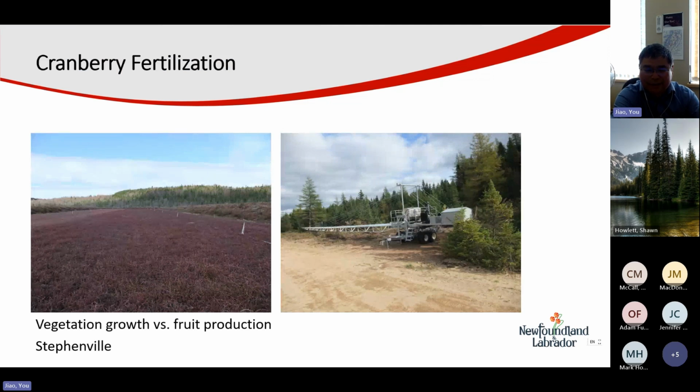Cranberry fertilization is another example. With a nutrient management plan, we have to consider vegetative growth versus generative growth for fruit production. If we put on too much nitrogen, the cranberry growth looks very good and vigorous, but it's vegetative growth, not much fruit flower. That's something the nutrient management plan has to consider. This is the broom used to spread the fertilizer on the cranberry farm.